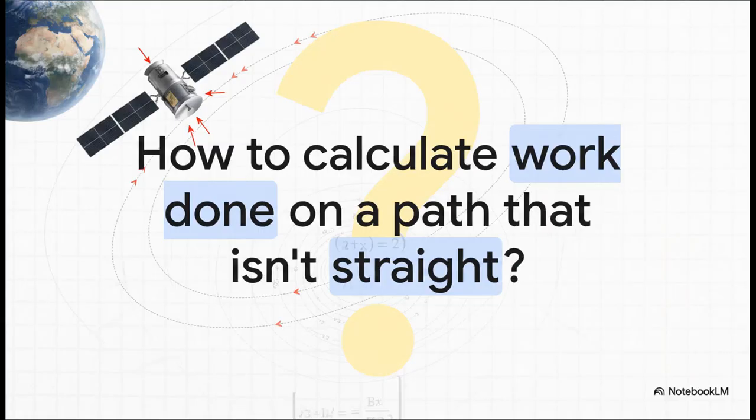So let me ask you this. Picture a satellite whipping around the Earth. Gravity is constantly doing work on it, right? But its path isn't a nice, simple straight line. It's a curve. How in the world do you calculate the total work done by gravity over that orbit? Your standard first-year calculus, the kind that lives on a flat x-axis? Yeah, it just completely breaks down here. We need bigger tools. And that's exactly what we're about to build.